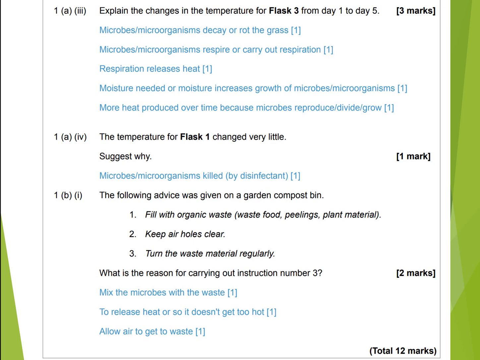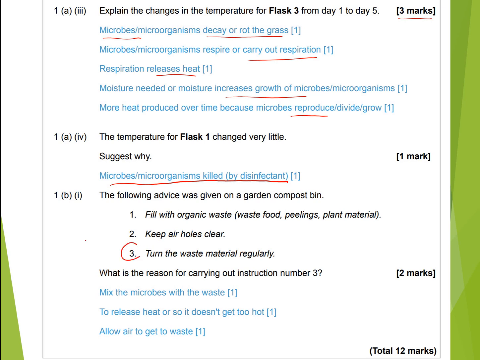Explain the changes in the temperature for flask 3 from day 1 to day 5. So again, 3 marks, and there's a total of 5 that you could pick up here. That the microbes decay or rot the grass, they carry out respiration, releases heat, increases growth of microbes, and they reproduce or divide. I've just realised that we've just said that a second time. Temperature for flask 1 changed very little. Suggest why? That the microbes were killed by the disinfectant. It's as simple as that.